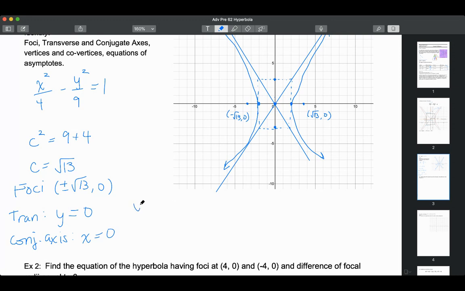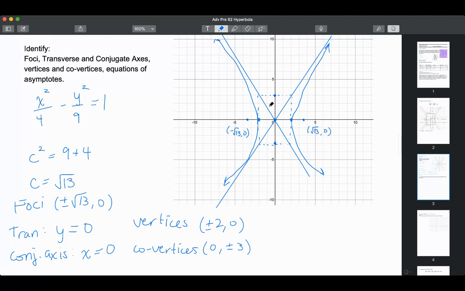My vertices are 2 and negative 2, 0, so plus or minus 2, 0. My co-vertices are 0 plus or minus 3. And the equations of my asymptotes, well, I know that I've gone up 3 over 2, so plus or minus 3 halves x, and it goes through 0, 0, so I don't need anything else.